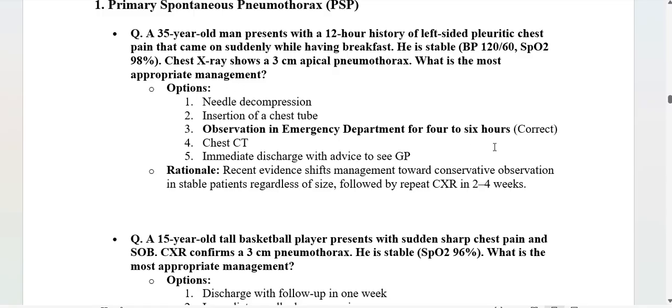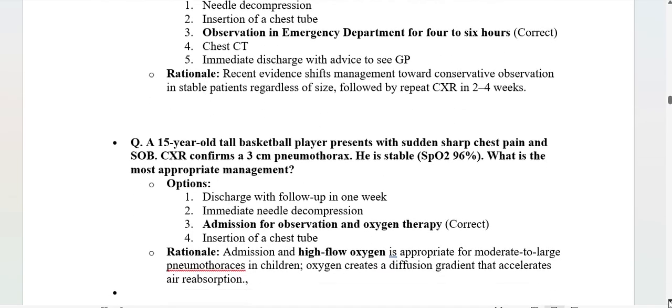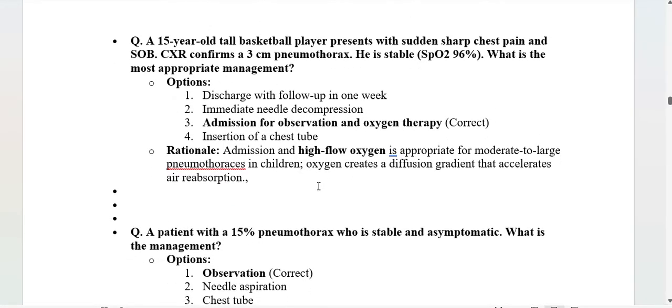Observation in the emergency department for 4 to 6 hours. The patient is vitally stable, as I told you. Recent evidence shifts management towards conservative observation in a stable patient, regardless of the size, followed by a repeat X-ray in 2 to 4 weeks. 2 weeks as per the guideline which we read.